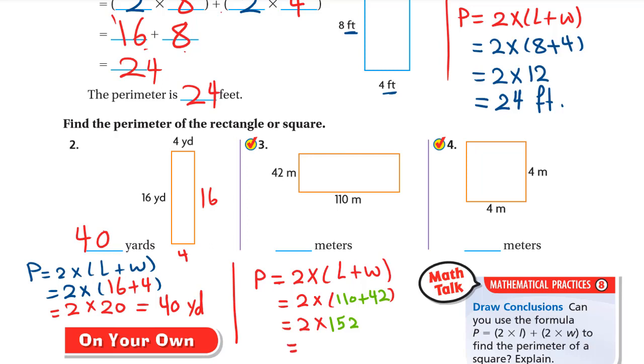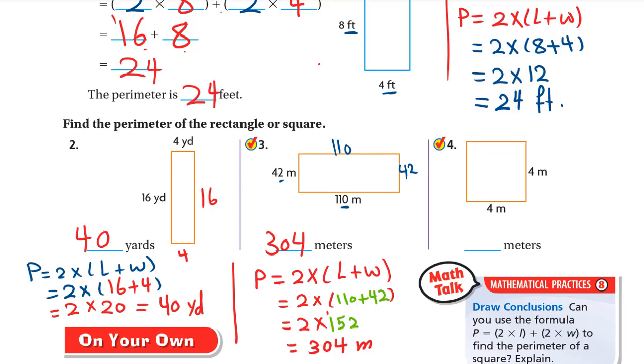which is equal to 2 multiply 2 is 4. 2 multiply 5 is 10. So I write 0 down, 1 up. And 2 multiply 1 is 2 plus 1 is 3. So we have 304 meters. So the perimeter here is 304. Okay, and if you forget the formula, you can just add 110 plus 110 plus 42 plus 42. You will get the same answer.